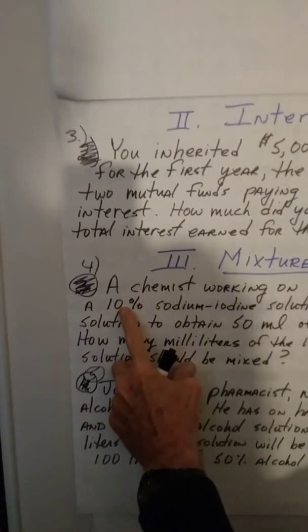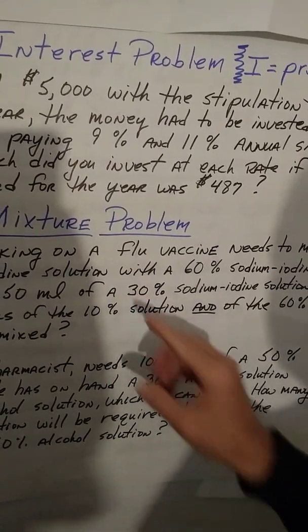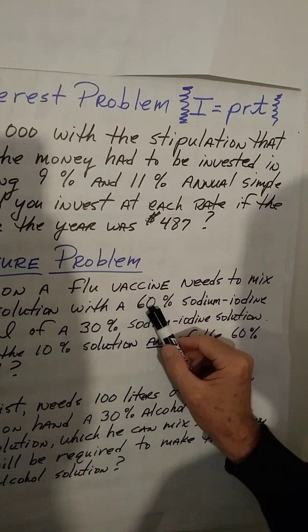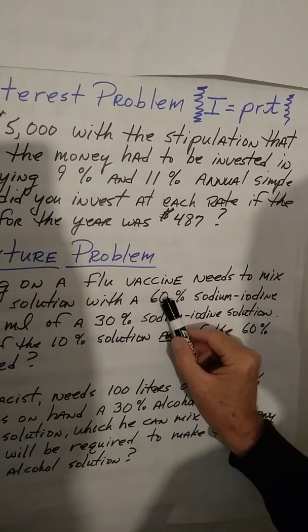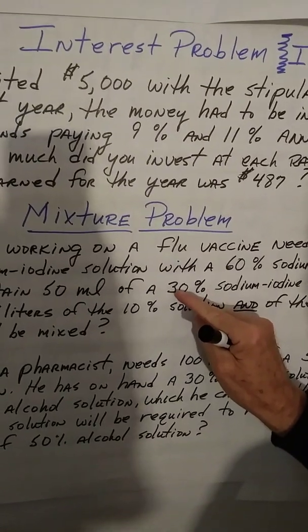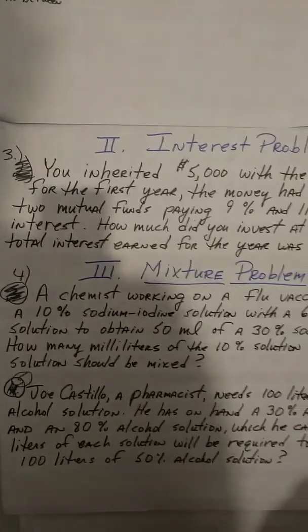People, 10% is smaller than his target. He's got some 10%, and he also has some 60%. 60% is higher than his target. Rule, which you people should already know.